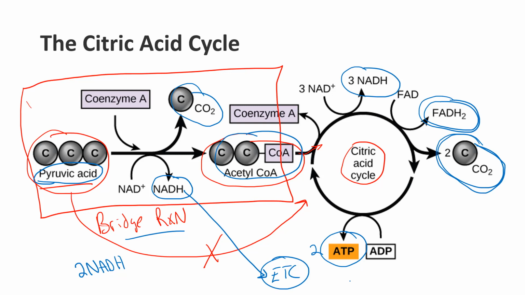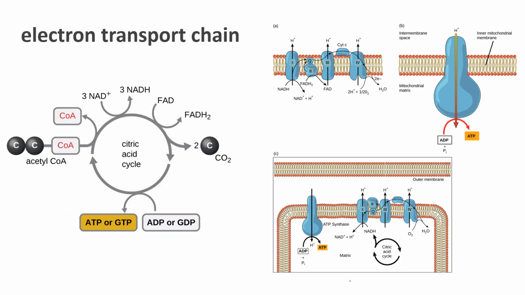Now let's talk about where the high energy electron carriers are going and what is happening with those high energy electrons. So the next step is the electron transport chain. We have these high energy electron carriers coming out of glycolysis, out of the bridge reaction, and out of the citric acid cycle, and they are dumping off their high energy electrons. See, here's NADH there, and then you have FADH2 here.